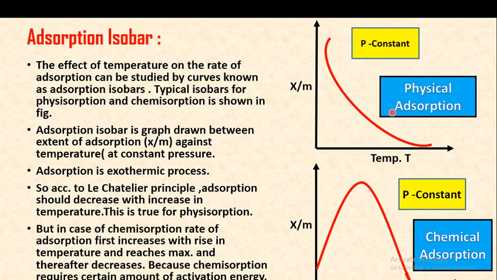So why is this graph different for physical adsorption and chemical adsorption? In physical adsorption, x upon m, the extent of adsorption versus temperature, decreases. But if we plot the graph for chemical adsorption, x upon m versus temperature first increases, reaches the maximum and then decreases, because chemisorption requires a certain amount of energy called activation energy, because here chemical bonds are formed. So this was all about the adsorption isobars for physical adsorption and chemical adsorption.